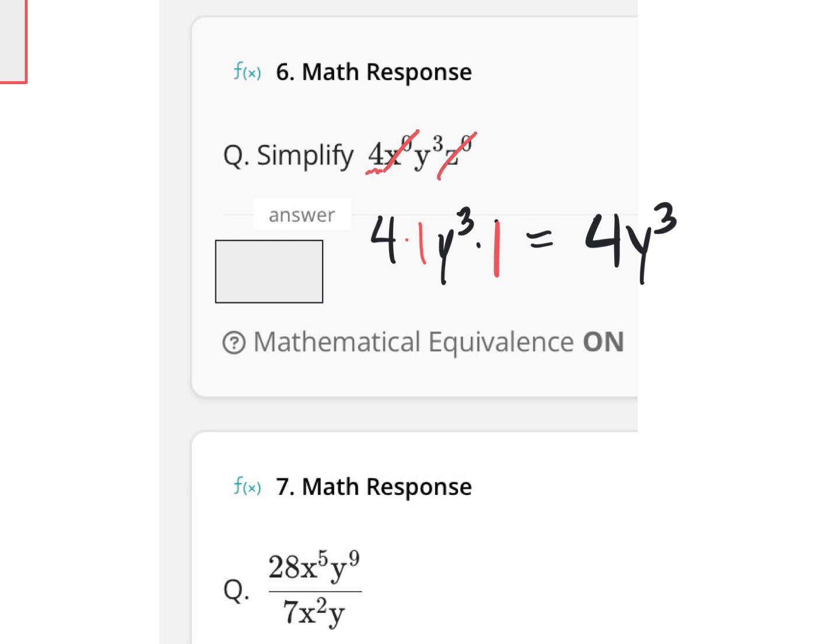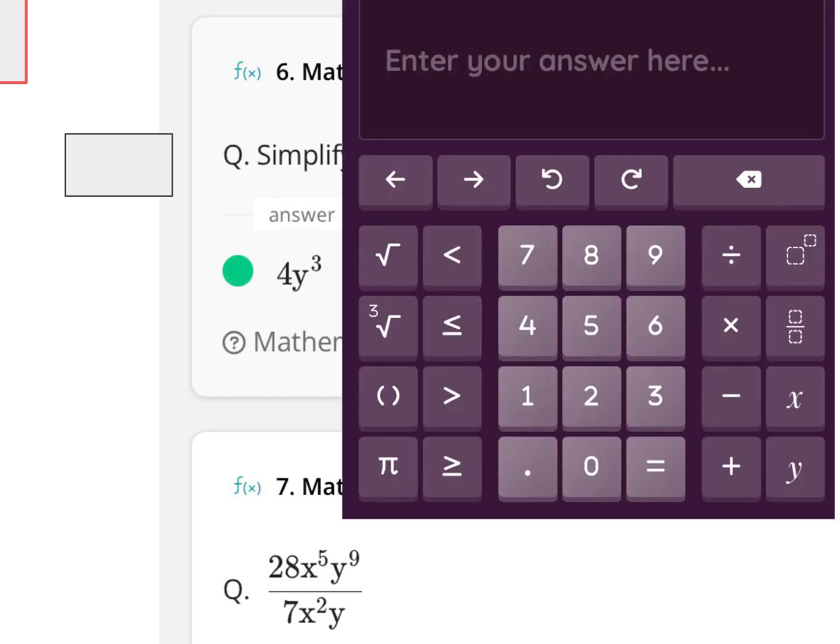And there's your answer, 4y to the third. That's the answer that they have right here. Type it in, 4y to the third, no spaces between your terms. I think it's important to note that with your quizzes app right here, when you're typing it in, you type in the 4 and then the y, okay?